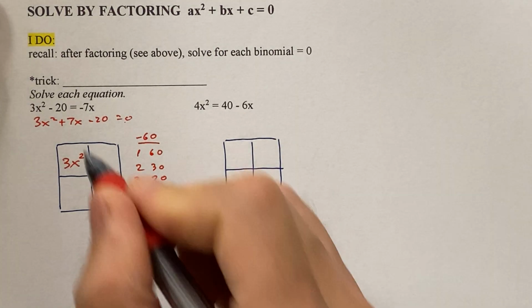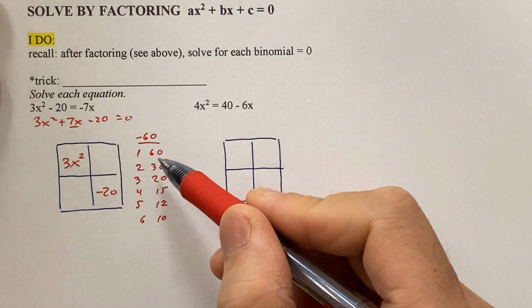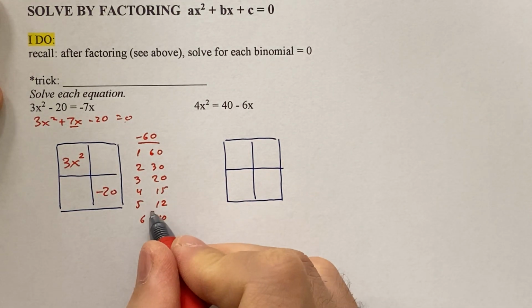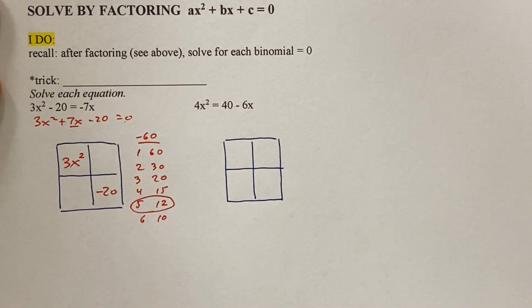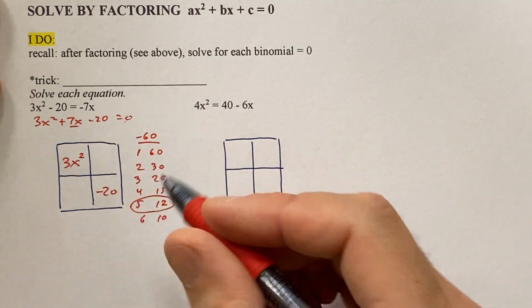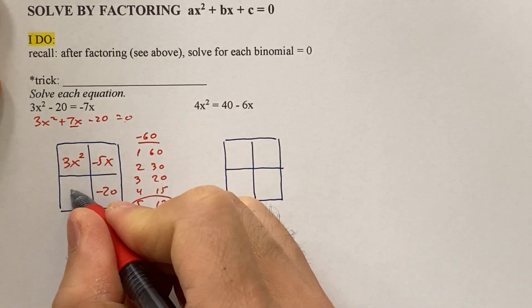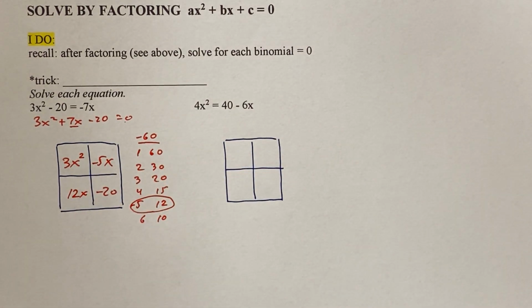Now, which one of those could hit this 7 in the middle? So if I add or subtract, the only thing that could hit that 7 in the middle is this 5, 12 combination. More specifically, since it's a positive 7, this has to be a positive 12 and a negative 5. And once you have that, you can finish up your factoring.